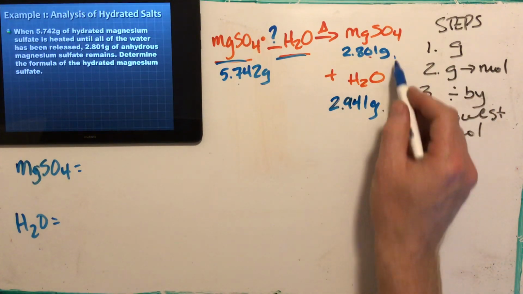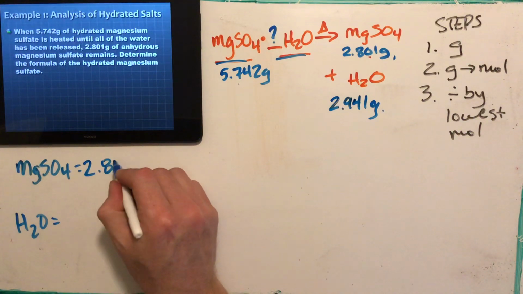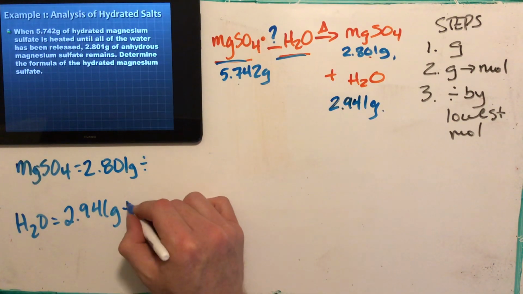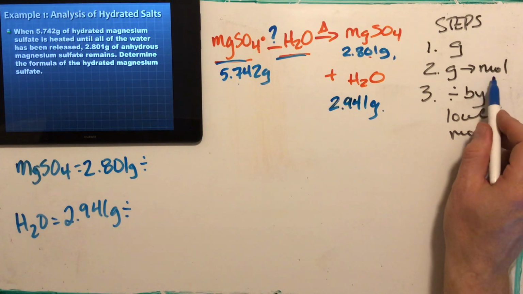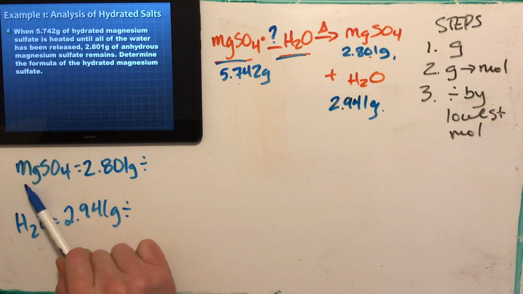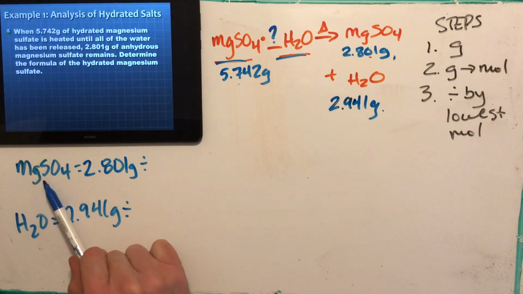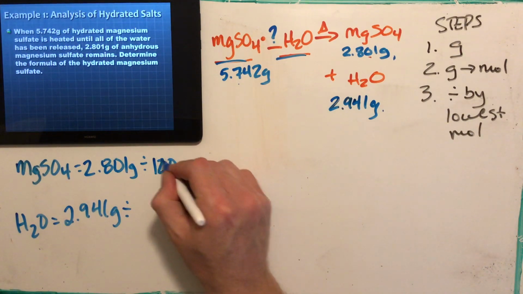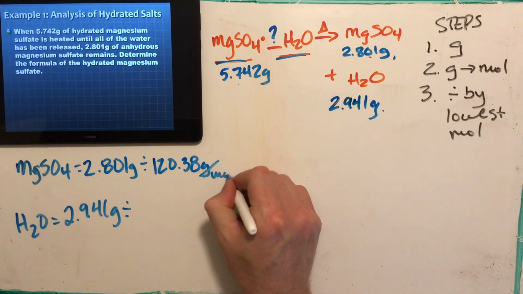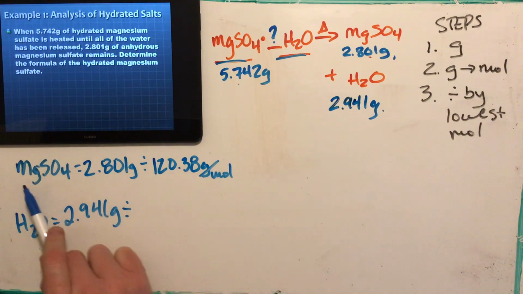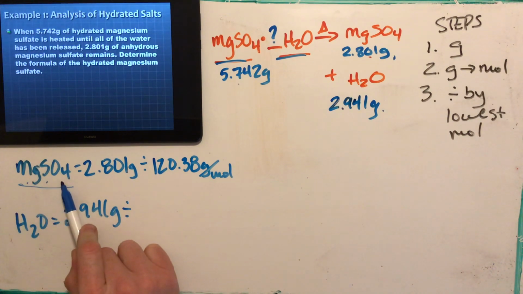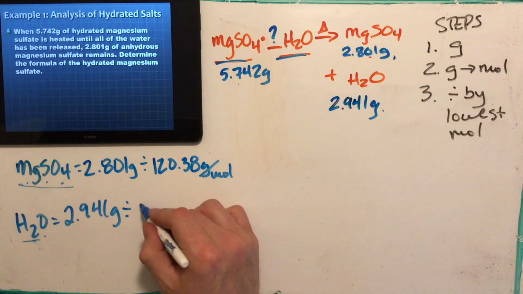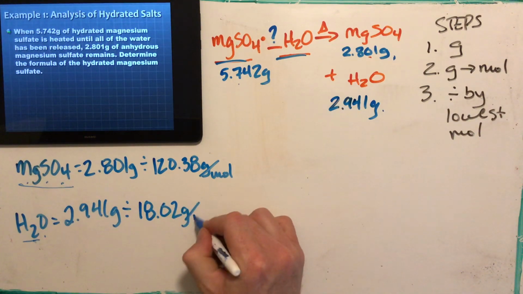Step 1, get the masses. I got the mass of both products here: 2.801 grams and 2.941 grams. The next step is divide by the molar mass and turn my masses into moles. Now, the molar mass for these I'm going to get by adding the components. So I'll go to the periodic table, find the mass of magnesium, a sulfur, and 4 oxygens. When I add them all together, it equals 120.38 grams per mole. So this number is the molar mass of this formula: 1 Mg, 1 S, 4 O's, using the periodic table values. H2O I get by adding 2 hydrogens and an oxygen, and that one's 18.02 grams per mole.